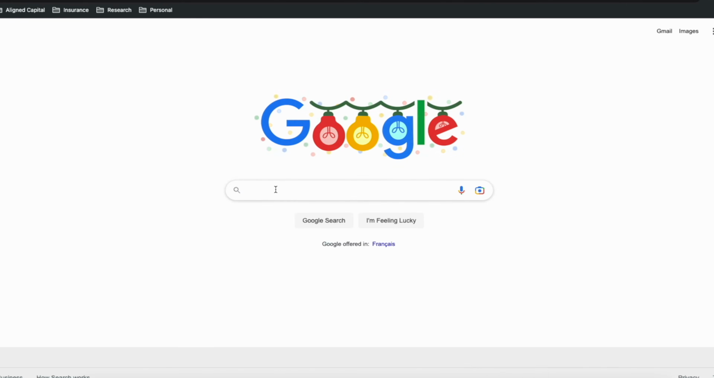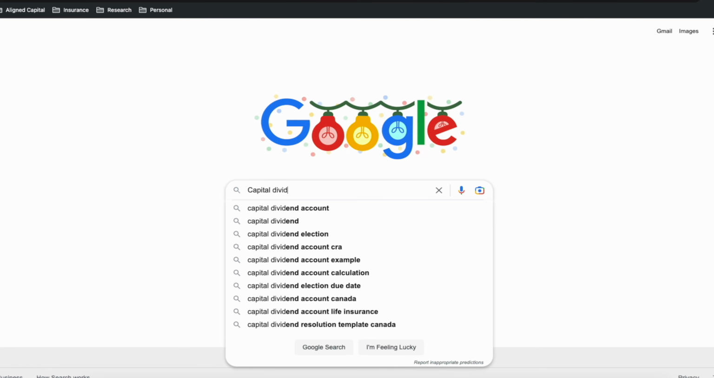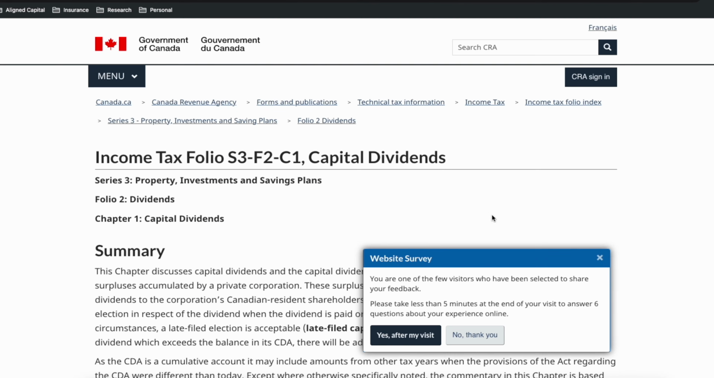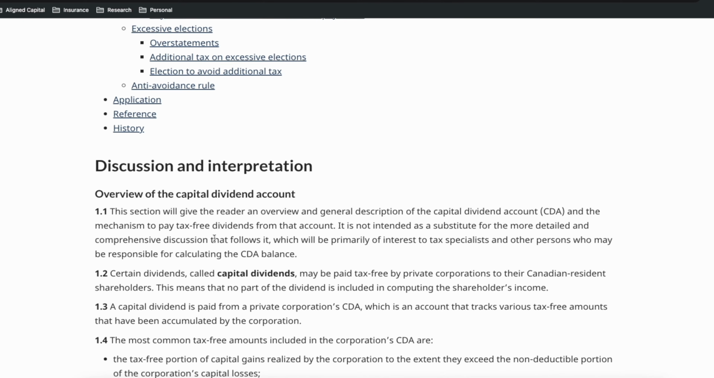So you may be thinking, okay, this sounds too good to be true, right? Well, it's actually not. What these tax-free dividends are actually called is capital dividends. And you don't have to take my word for it. You can go right on the CRA website and confirm that, yes, you are allowed to pay yourself these tax-free capital dividends.